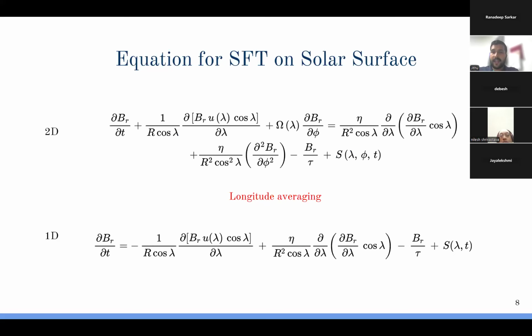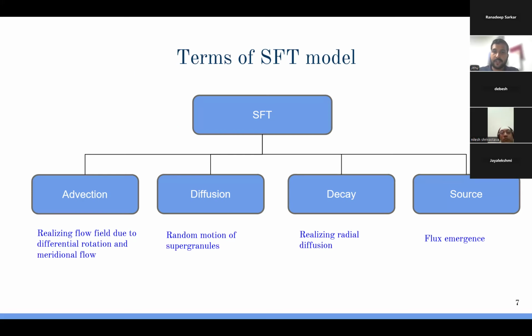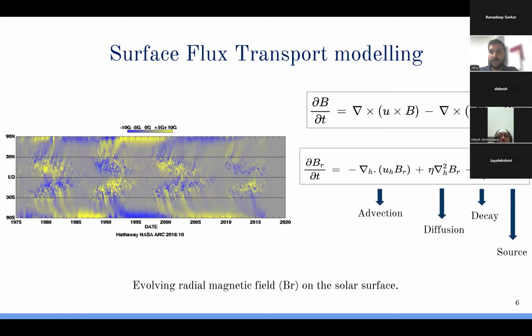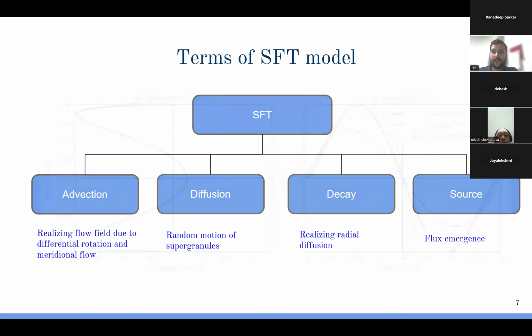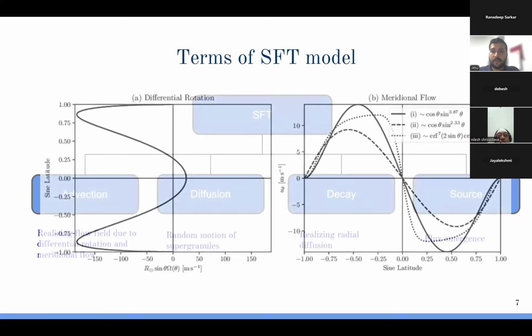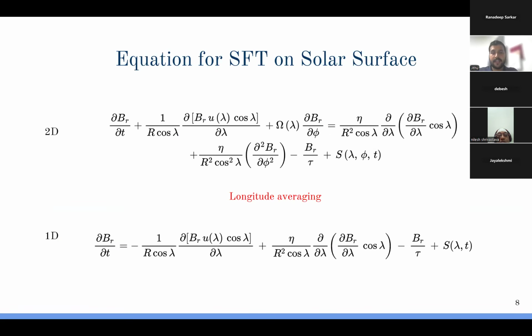Here you can see the actual SFT equation. I have shown the induction equation here and different terms. Now, if we do this del dot and all, we will get the specific form of the SFT equation. The first one is the 2D SFT equation, where lambda is the latitude and phi is the longitude. So we simulate on the lambda-phi plane on the solar surface at a constant r, that is at the photosphere or the solar surface.